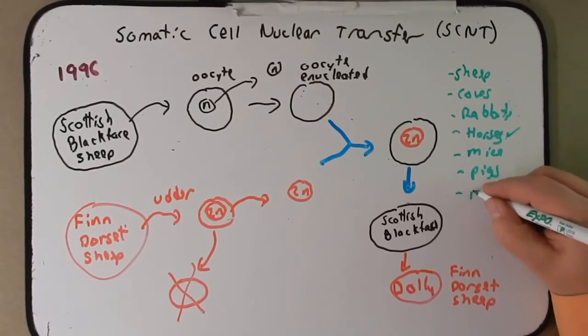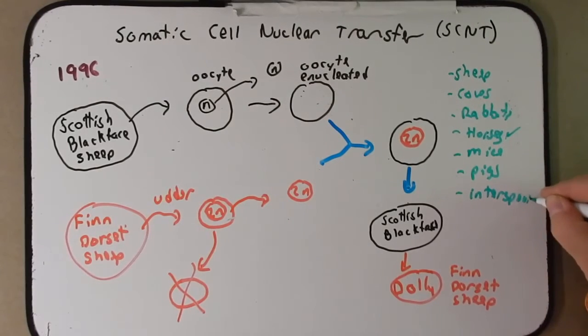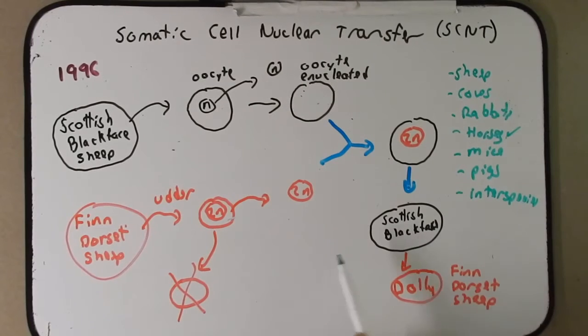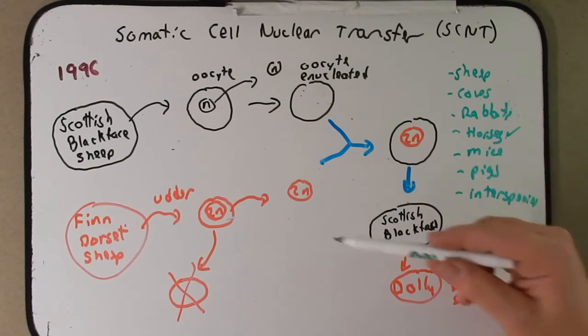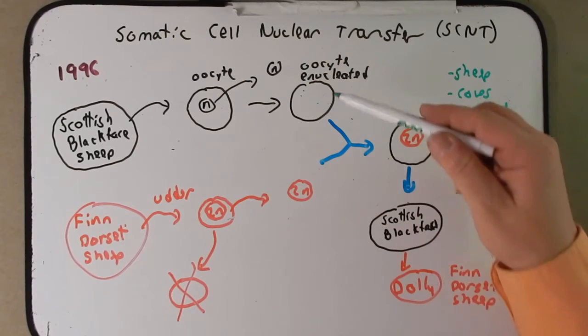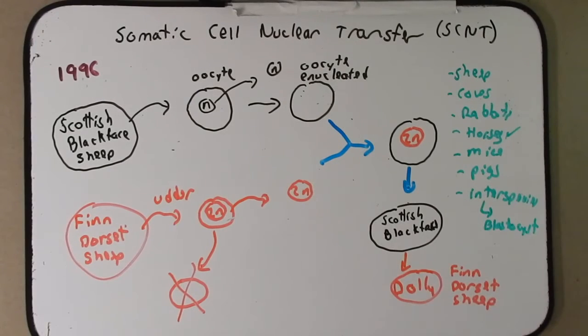And they've even been able to do some interspecies. Now the interspecies, for ethical reasons, they haven't allowed it to go all the way to this form here, but they have been able to take closely related species and mix the somatic nucleus into the other species' oocyte, and you do go to the blastocyst stage before they stop it.